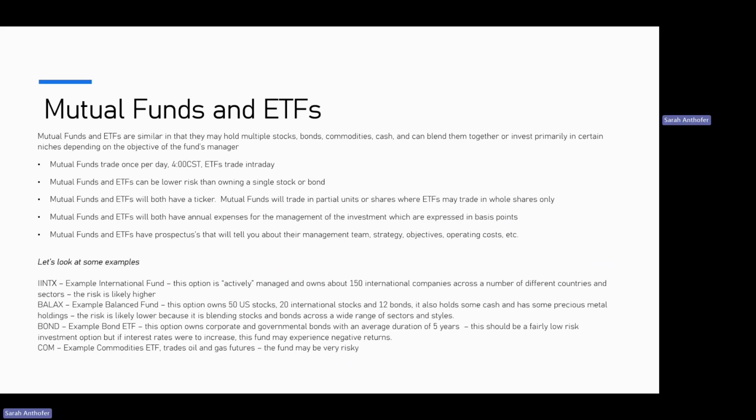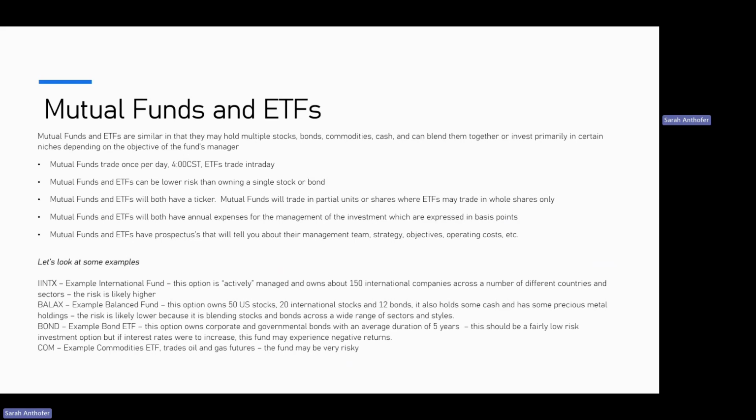So mutual funds are going to trade once per day. The share price will be set every day at 4 p.m. Central on the days the market's open, whereas ETFs are going to trade intraday. So they trade a little bit more like stock in that way. Mutual funds and ETFs can be lower risk than owning a single stock or a single bond, because a mutual fund and ETF, as I said earlier, can own hundreds of stocks. So now instead of taking on the risk of just one company, I'm spreading the risk across hundreds of different companies. Both mutual funds and ETFs will have a ticker.